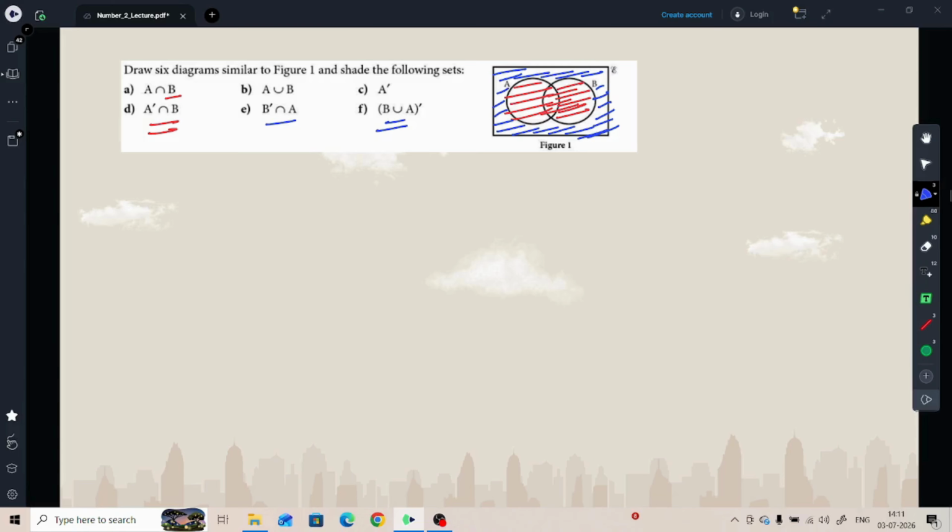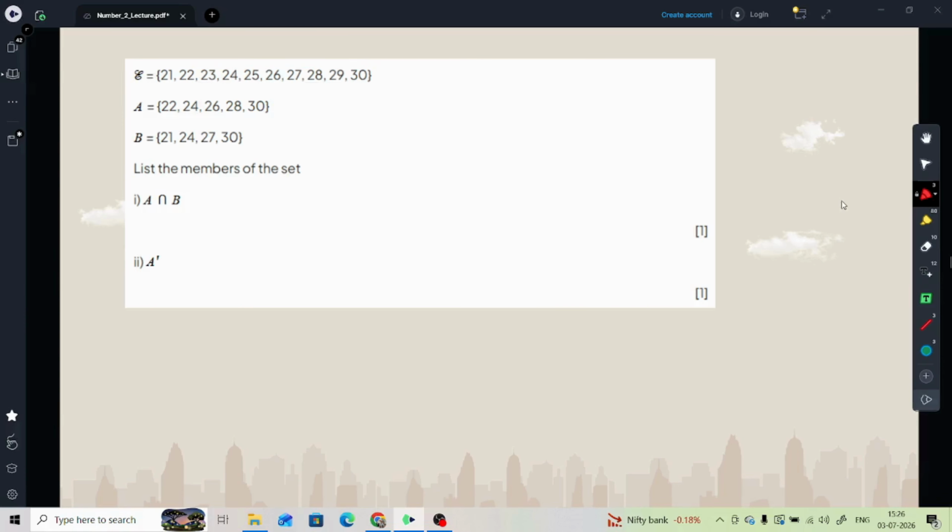Let's move on. Now let's move on with the other question, which says that we have a universal set consisting of elements from 21 to 30, and there's a set A having elements 22, 24, 26, 28, 30. Set B elements are given, and it is asking you to find the members of the set A intersection B. I think this question is super duper easy.